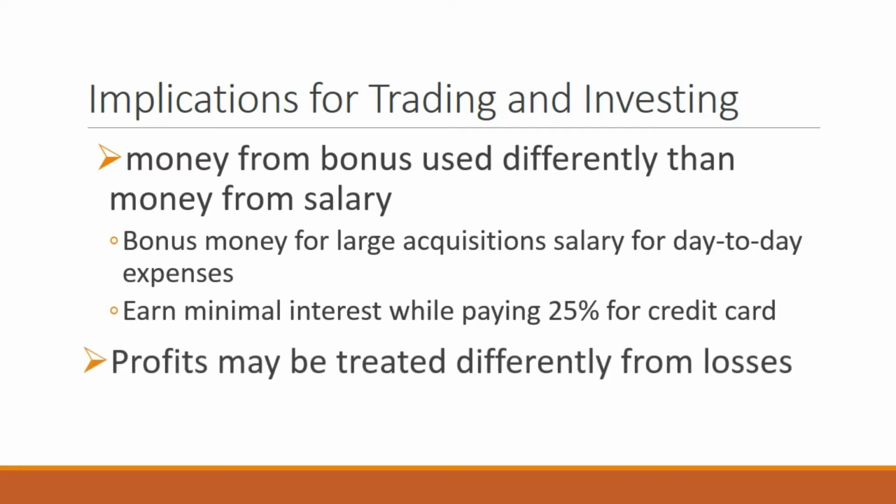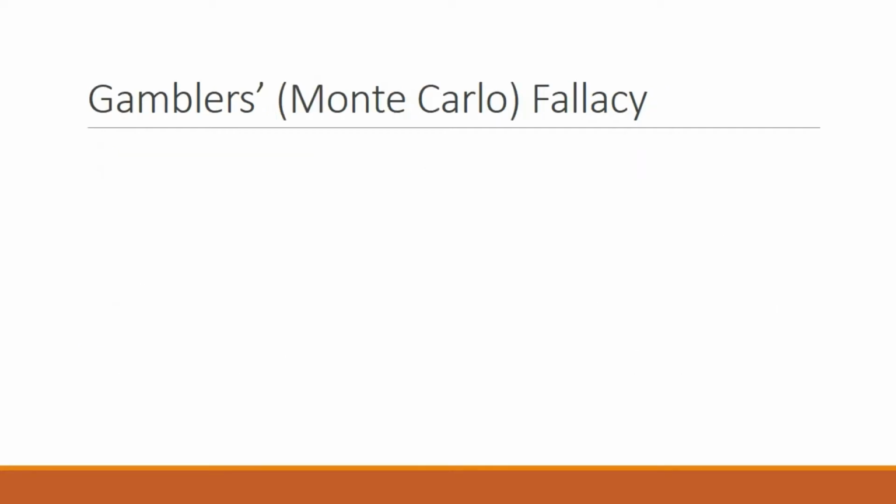It also means that we may treat profits differently from losses. Profits may sit in one account, losses in another account, and because of prospect theory, we would treat that money differently depending on which account it resides.